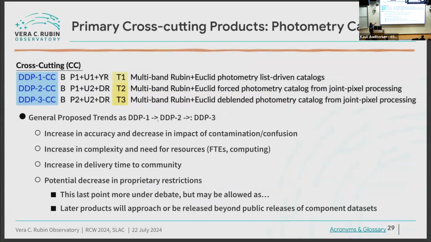The general trend is you go from products, basically we call them DDP1, DDP2, DDP3. They increase in accuracy and decrease in the impact of contamination and confusion as you go from 1 to 3. They increase in complexity. They increase in the need for resources to make them. And they also increase in the delivery time to the community. There's a potential of a decrease in proprietary restrictions as we go along, but this last point is more under debate. But it's possible that as we get to these higher level products, we'll be able to have less restrictions. You'll be able to see more of the data, but that's a whole discussion I don't have time to get into either.